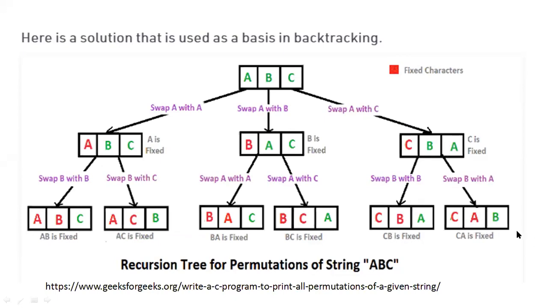So now the count is, three factorial is six. Total of six combinations we found. Now we exit the loop and we get the multiple permutations here. So here you could understand how we can solve this problem with the concept of backtracking.